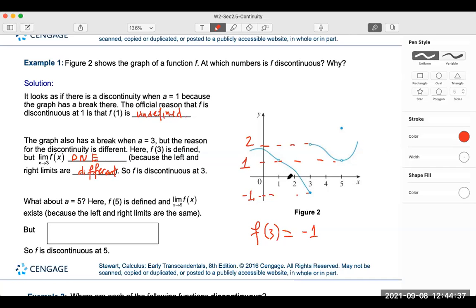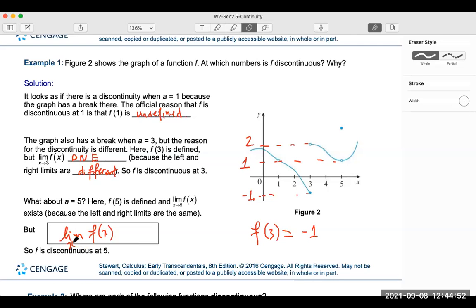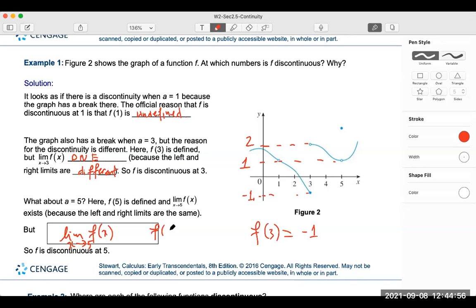It exists, right? The left-hand limit and right-hand limit are the same, but the limit when x approaches 5, how is it compared to f at 5? Different, right?